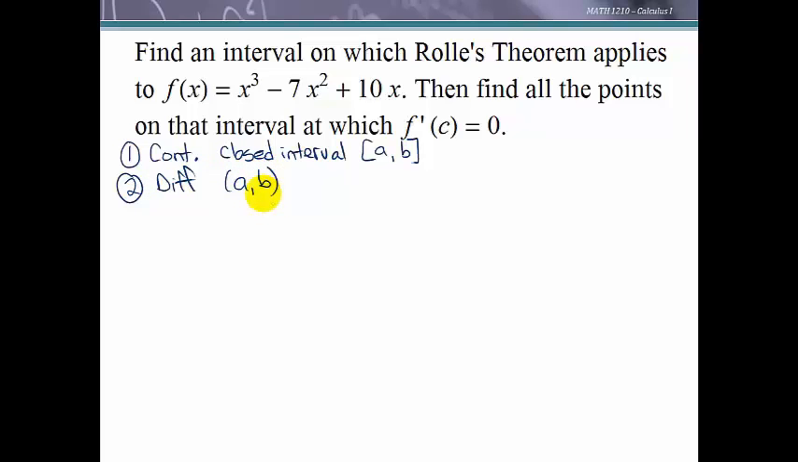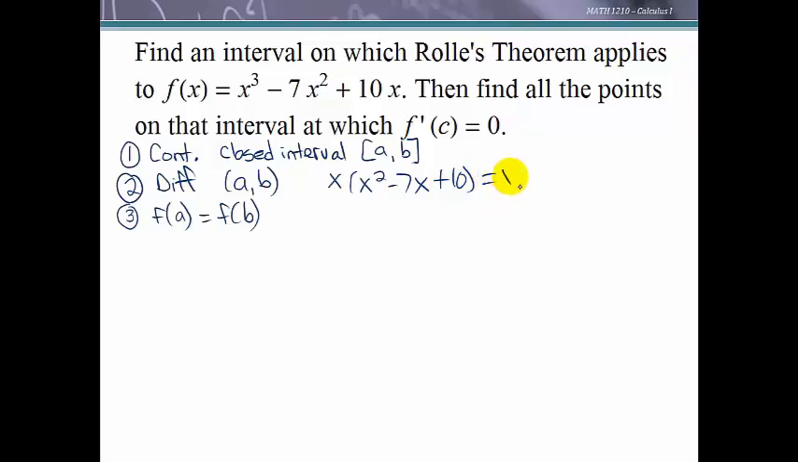Condition number 2, it needs to be differentiable on the open interval from a to b. Since we have a polynomial and we know polynomials are differentiable everywhere, we've met that condition. And then condition number 3 is f of a needs to equal f of b. So we're going to need to find an interval where this is true. Looking at the function, I see that there's an x in common, so I'm going to factor this function. That'll help me to decide what to use for my a and b.